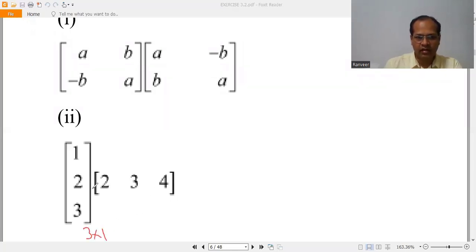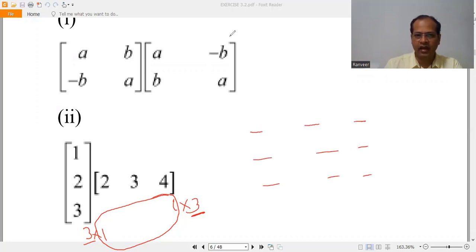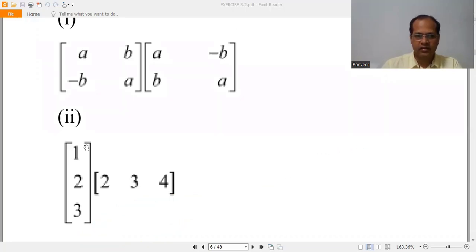Here this is 3×1, and this is 1×3. Just see, this is matching. So the result is nothing but a 3×3 matrix. So in this way you will get 9 elements. So just we have to check.